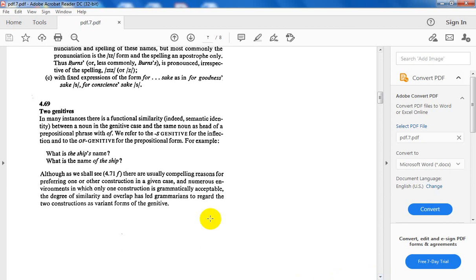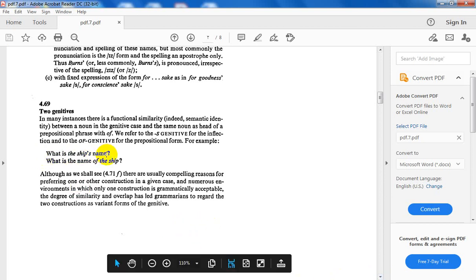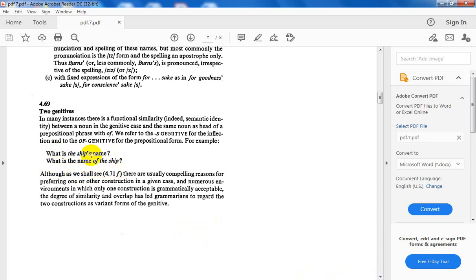Okay. What is the ship's name? What is the name of the ship? What is the ship's name? You see, it was in the common case, now ship in the common case. I change it to the genitive case. Add apostrophe, then I add the S. Again, I can have the prepositional form. What is the name of the ship? What is the name of the ship? This is how they call the prepositional, the of genitive.